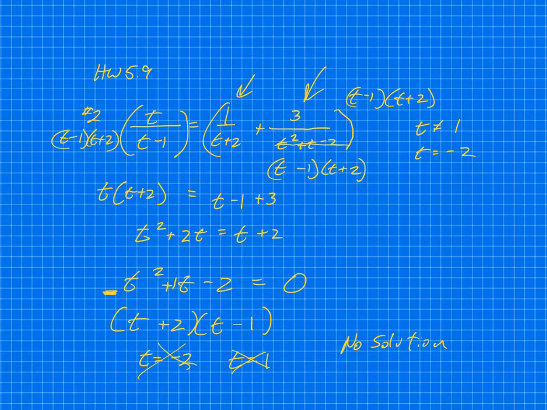Can we do 19? And we could definitely do number 19. Number 19 is u over u minus 2 plus 30 over u plus 2 equals 9.